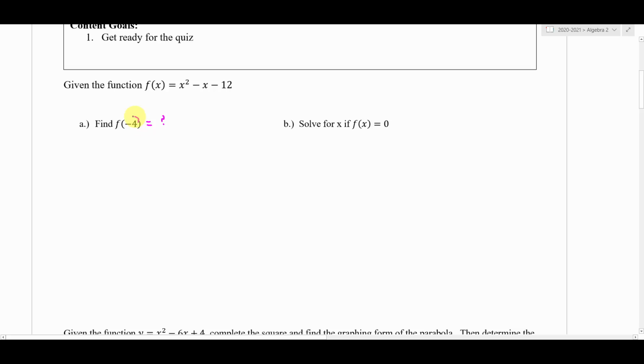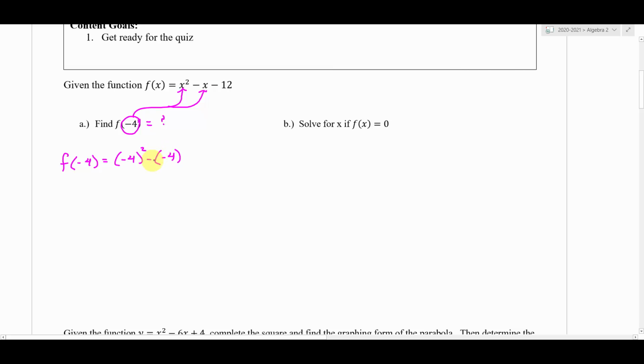So to do that, we need to take this negative 4 as an input, and we need to put it in for every instance of x in the function, right? So we have two different places where x exists in this function. So when I rewrite this, I'm going to say f of negative 4 equals, and so this first x is going to get replaced with the negative 4, so I'm going to have negative 4 squared, right? So instead of x squared, I have negative 4 squared. And then minus, now there's an x there, so then in parentheses I'll have another negative 4, right? So minus x, and x was negative 4, so that's why we have two minuses there.